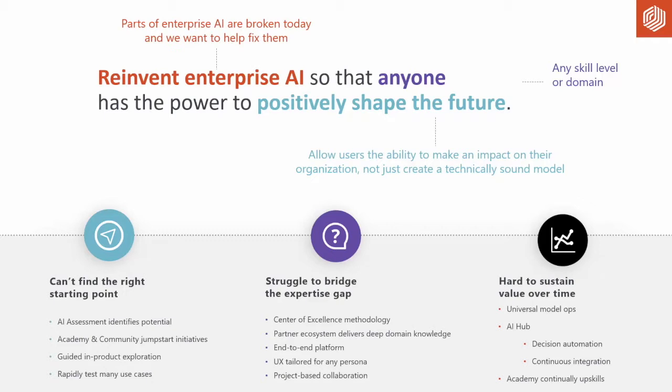Other customers struggle to bridge the expertise gap because, let's face it, machine learning is something hard. And with our Center of Excellence methodology, we are directly approaching it. And with our easy end-to-end platform, there are more people who can actually contribute to data science projects. And other customers find it hard to sustain the value over time. With the model ops feature we see later, and the AI hub, we can overcome this because we are embedded into business processes. And with these features, we make our customers successful. And we'll later show more of this.